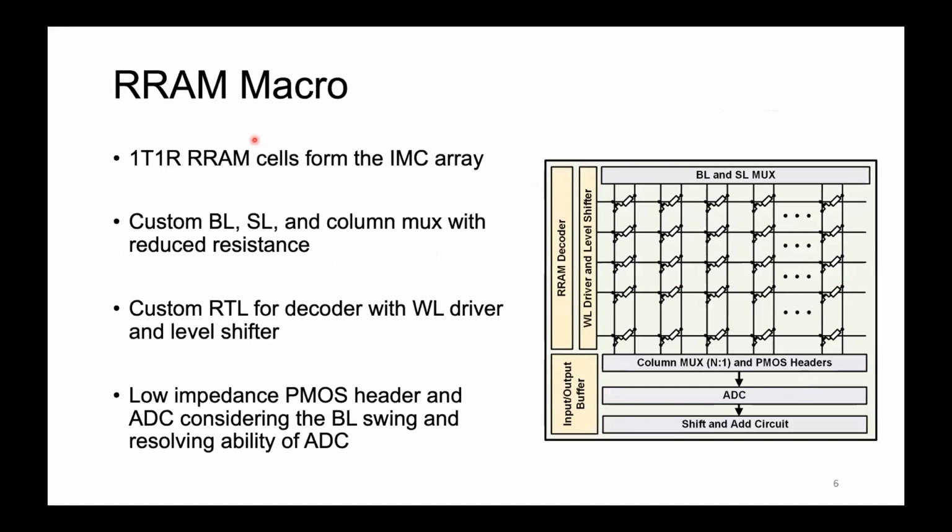Let's now look at the RRAM macro. It consists of an array of 1T1R RRAM cells, which form the IMC array. A custom bitline, select line, and column mux are designed which have reduced resistances. We have a PMOS header that is utilized for the readout circuit. We utilize custom RTL for the decoder, which is the RRAM decoder, and have a word line driver and level shifter. We also utilize input-output buffer to control the activation movement. And we design a low impedance PMOS header and a 3-bit ADC, considering the bitline swing and the resolving ability of the ADC.